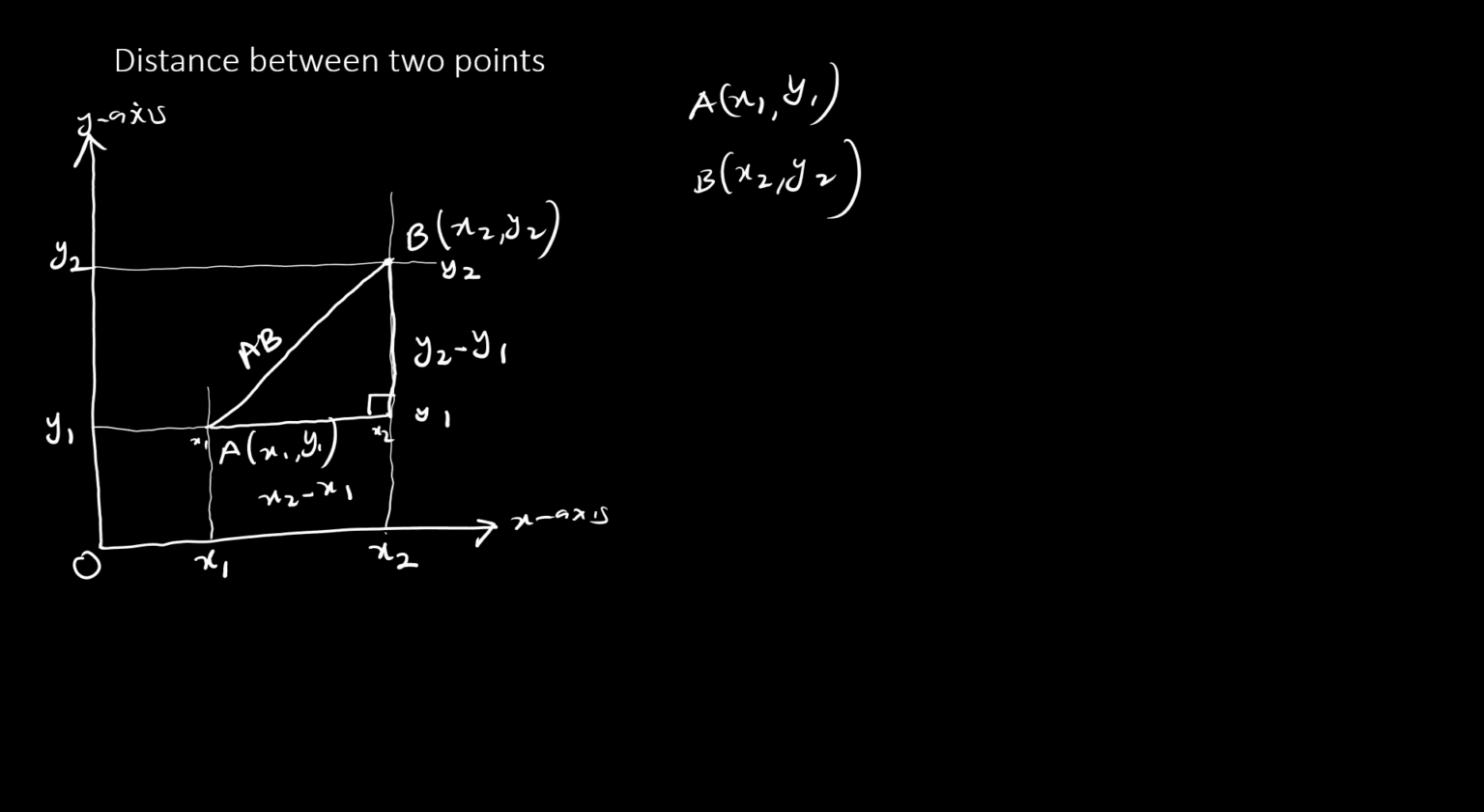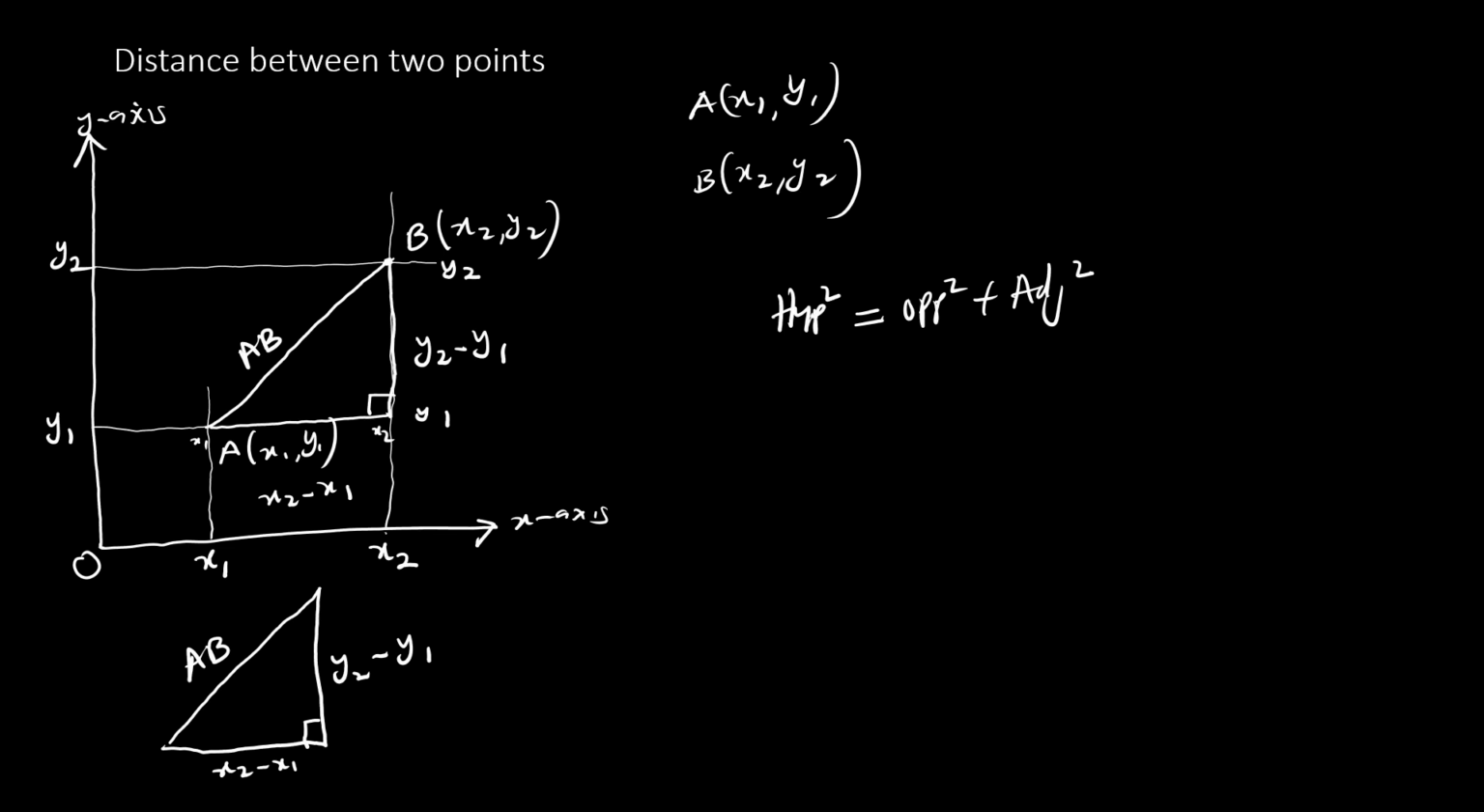So we can bring out the triangle to be in this form. We now have line AB, which is the distance that we are looking for, and we have here y2 minus y1, and then x2 minus x1, with our right angle triangle. If we look at Pythagoras theorem, we have hypotenuse square equal to opposite square plus adjacent square, and our hypotenuse is AB. We can choose any of these lines to be opposite and adjacent.